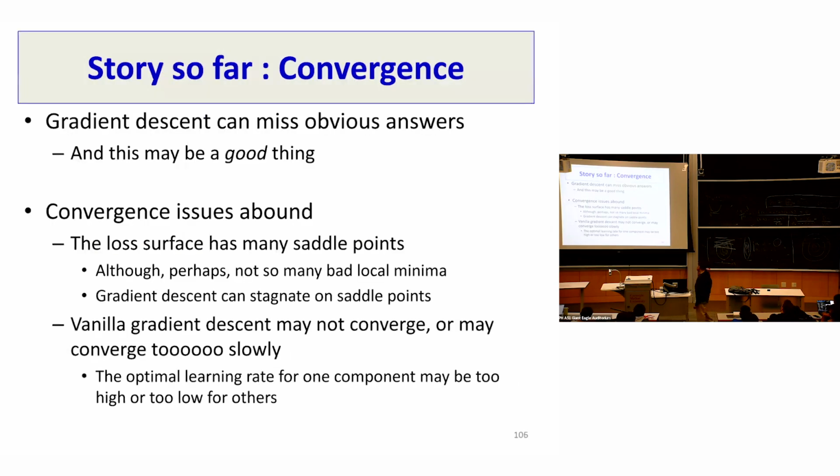Okay. So gradient descent can miss obvious answers, but we saw this may be a good thing, like in this case. And convergence issues abound. The loss surface can have many saddle points, and perhaps not so many bad local minima. Gradient descent can stagnate on saddle points, and vanilla gradient descent may not converge or may converge too slowly, and the optimal learning rate for one component may be inappropriate for the other component.